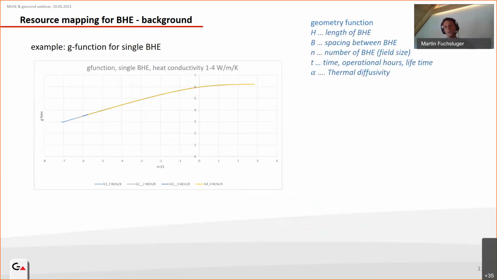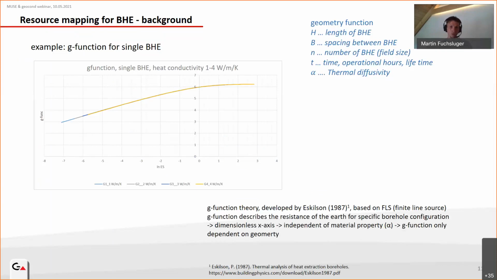So that you can maybe imagine what a G function is, I have plotted here one G function for a very simple case, for a single borehole heat exchanger for 4 different heat conductivities: 1, 2, 3, and 4. And you see, the G function theory was developed by Eskilson, and it's based on a finite line source theory. That means the G function describes in general the resistance of the earth for a specific configuration.